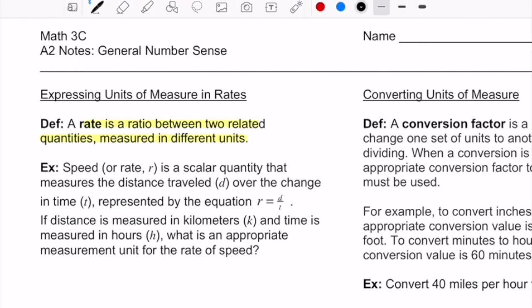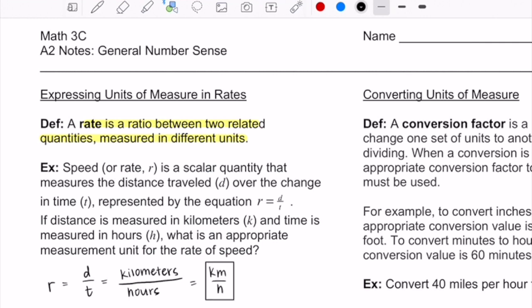And so in the first example, we're given the formula for speed. So speed is defined as being rate is equal to distance divided by time. The problem says that if distance is being measured in kilometers and if time is being measured in hours, what is an appropriate measurement unit for the rate of speed? So we're given the equation rate is equal to distance divided by time, and then distance is being measured in kilometers and time is being measured in hours. And so an appropriate measurement unit for the rate of speed would be kilometers per hour.